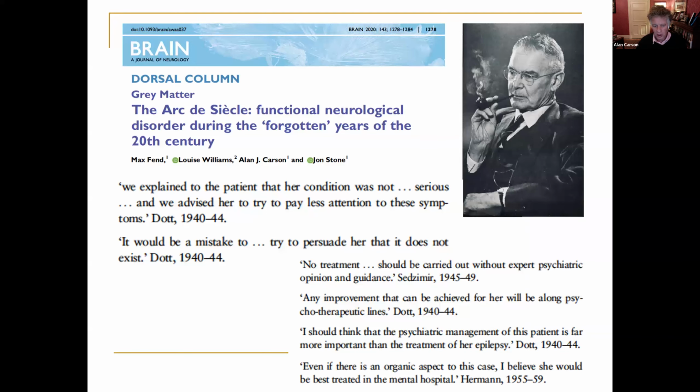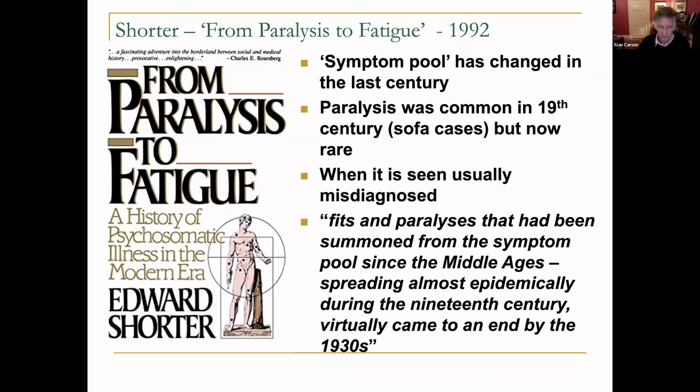Similarly, this is from the Norman Dott archives, just giving us an idea of what went on. It wasn't all negative. Norman Dott, neurosurgeon in Edinburgh, kept copious notes and was really just trying to say, look, we explained a kind of humane, benign approach: conditions not serious, try to pay less attention, but recognizing the validity of symptoms, no point in trying to persuade somebody it doesn't exist. And very pro-psychiatric. About 40% of their patients were referred to psychiatry, whereas when I did my MD, asking the same question of a consecutive series of patients with functional symptoms, only 1% were referred. So interesting changes over time.